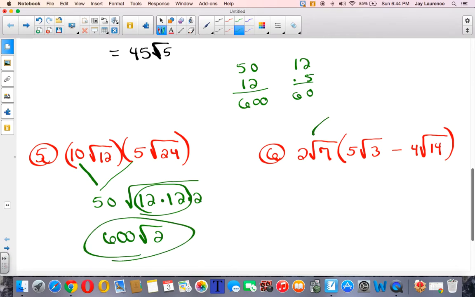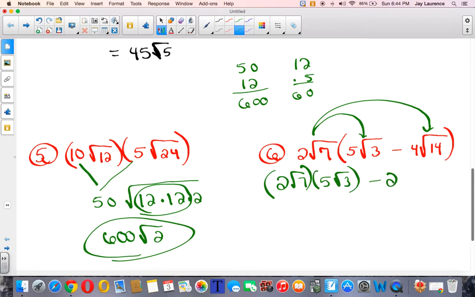All right, over here, distribution situation. It's going to get a little ugly. You may want to rewrite it as 2 rad 7 times 5 rad 3 minus 2 rad 7 times 4 rad, sorry, I'm a little trouble writing that, 4 rad 14.